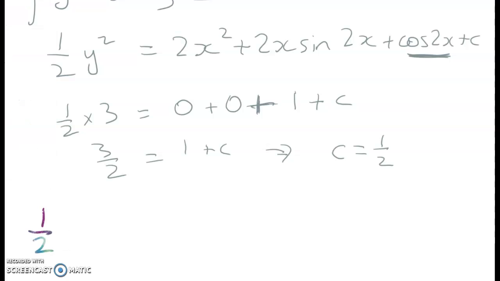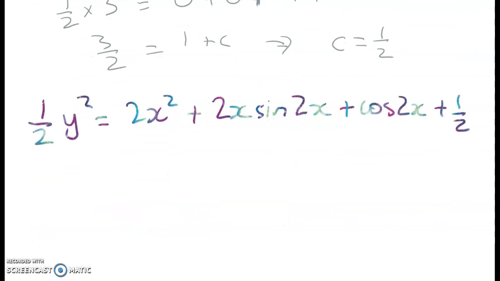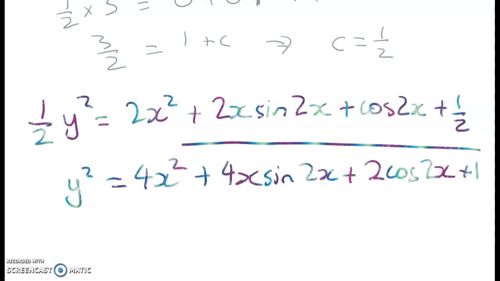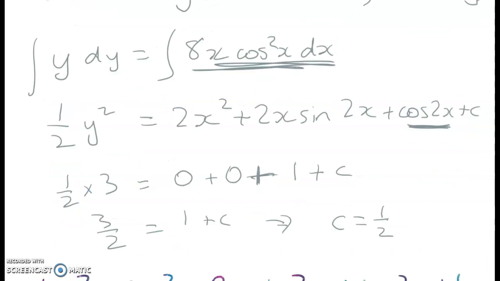Well, we've got 1/2 y squared is equal to 2x squared plus 2x sine 2x plus cos of 2x plus 1/2. What am I going to do here? Well, I'm going to get rid of the half because that's just horrible. So we're going to have y squared is equal to 4x squared. So I'm multiplying everything through by 2 now. Right, so I'm going to leave it like that. I could do a positive or negative root, but that feels fine. And that's going to help me when I get to part 4.